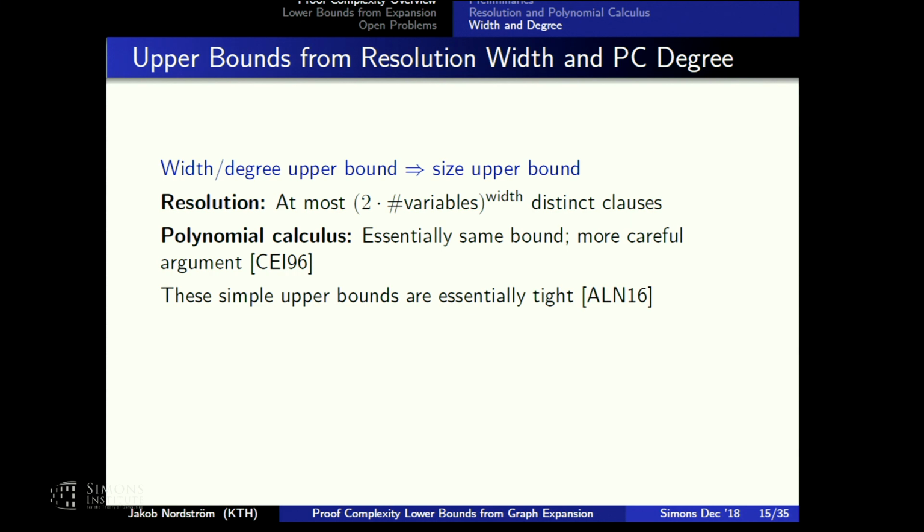So how do you prove lower bounds? It turns out that width and degree are very helpful measures to look at. One easy thing is to say, if I have an upper bound on width or degree, say W, then it gives an upper bound on size that is essentially n to the W, and this is tight in the worst case. What is not so obvious is that if I have a strong enough width or degree lower bound, then that gives me a size lower bound.